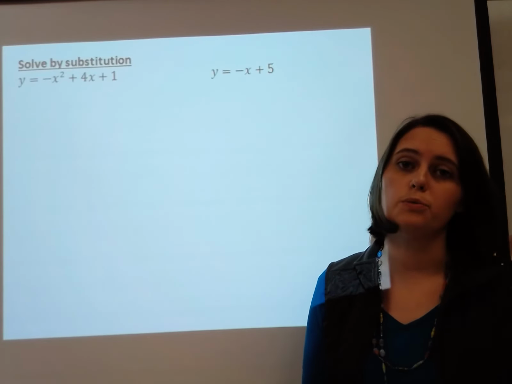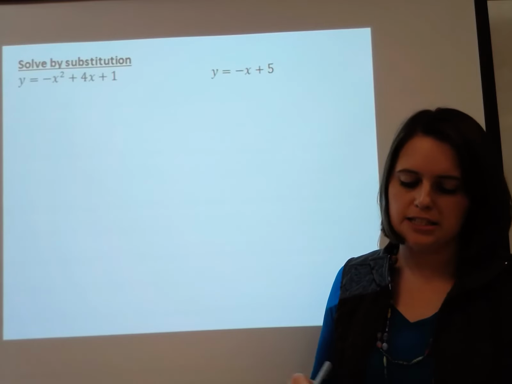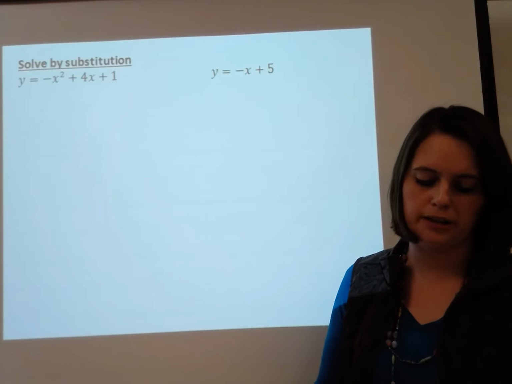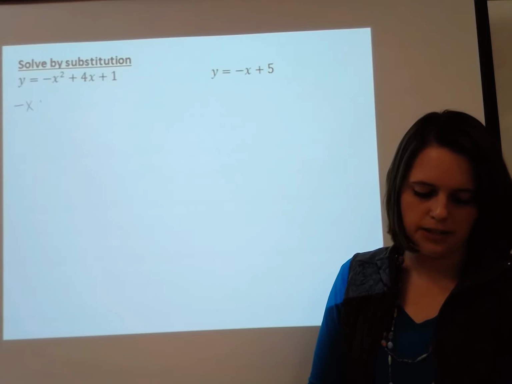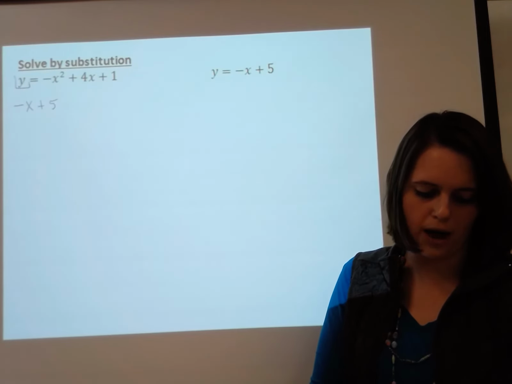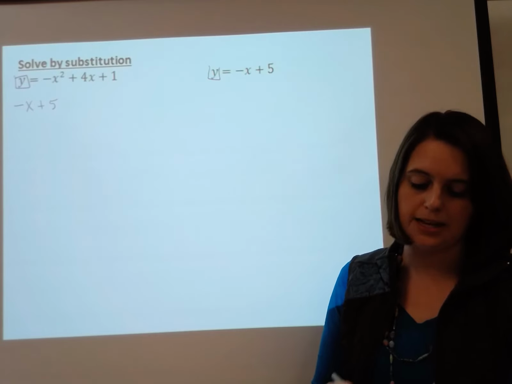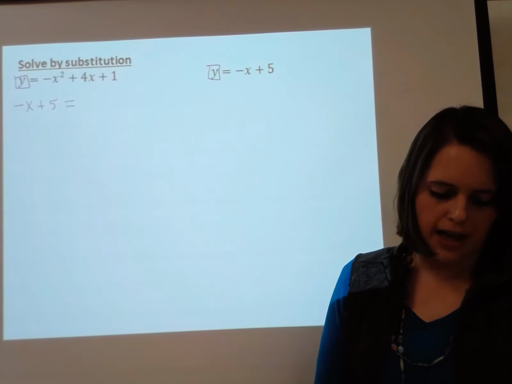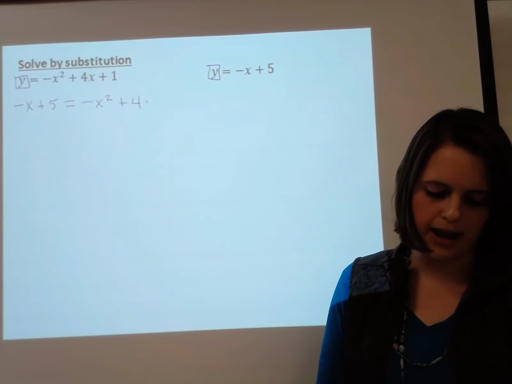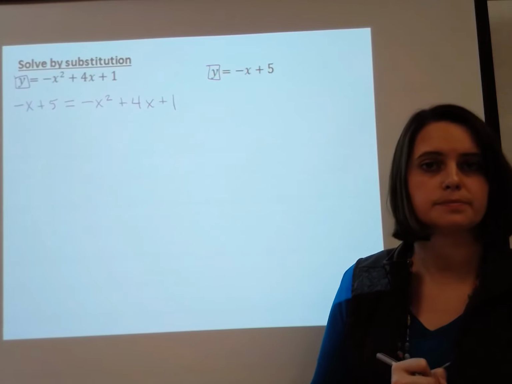Again, let's substitute one equation into the other. I typically substitute the linear into the quadratic. So we have negative x plus 5, replacing that y in the quadratic with what it says that y equals in the linear. So that's going to be set equal to negative x squared plus 4x plus 1.